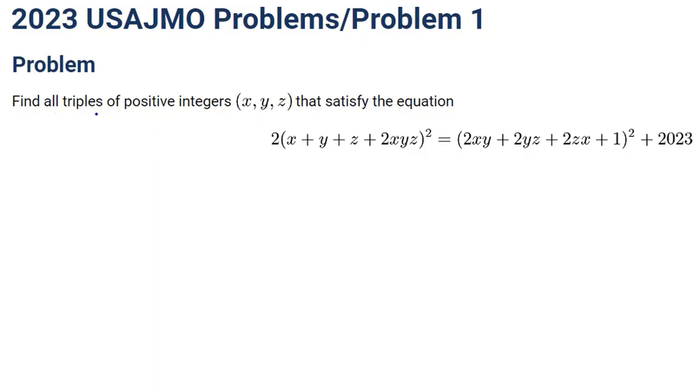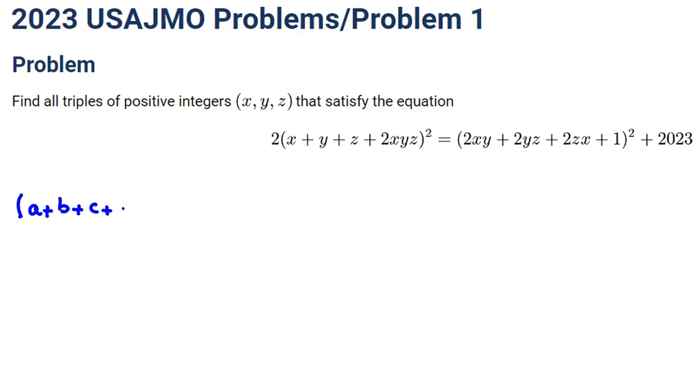Find all triples of positive integers x, y, z that satisfy the equation: 2 times (x plus y plus z plus 2xyz) whole squared equals (2xy plus 2yz plus 2zx plus 1) whole squared plus 2023. We have a sum of 4 terms whole squared, so first you should know this.